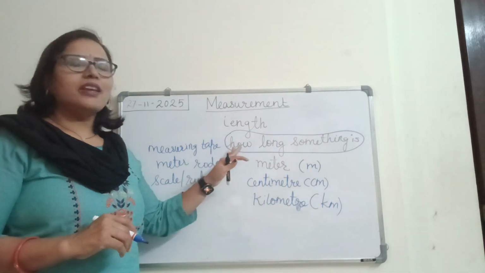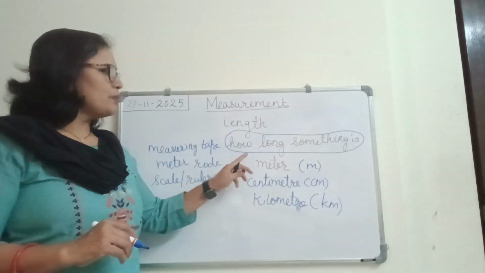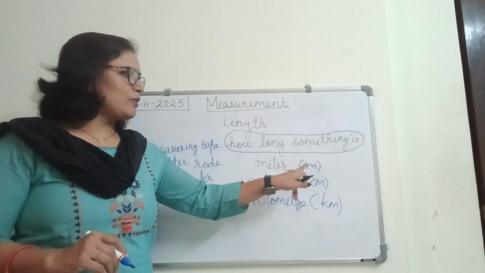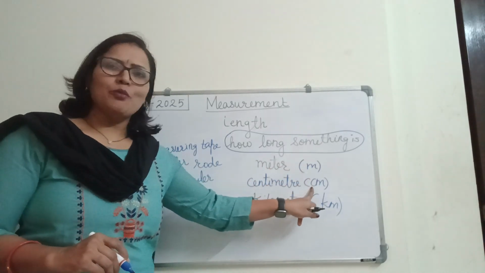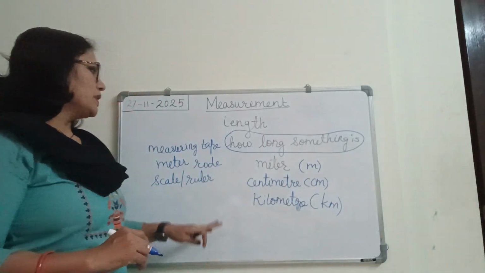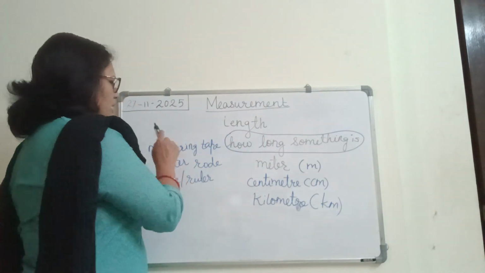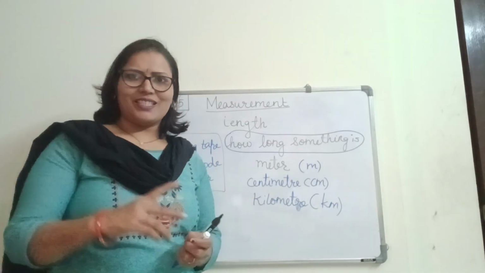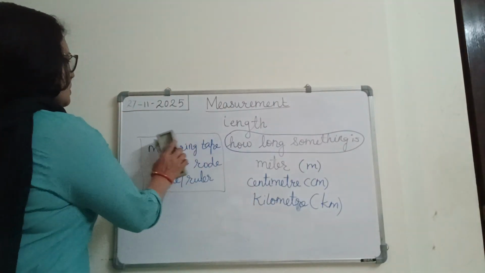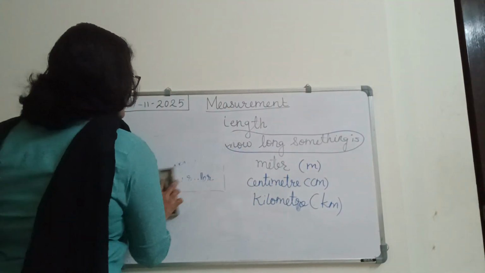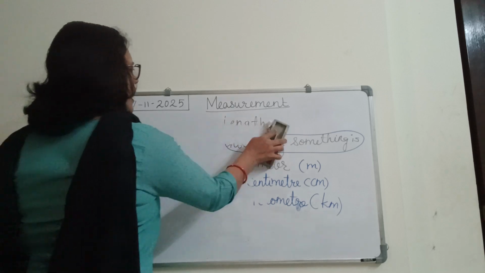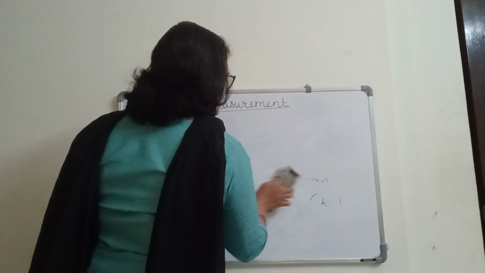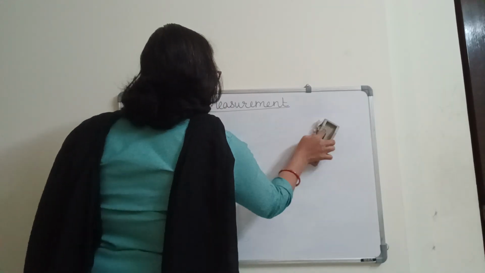In length, the units of measuring are meter, centimeter and kilometer. Meter is denoted by m, cm for centimeter and km for kilometer. And these are some instruments which we use to measure length. Let's see the textbook exercise now. How to convert meter into centimeter and centimeter into meter. We'll take one by one and solve it.